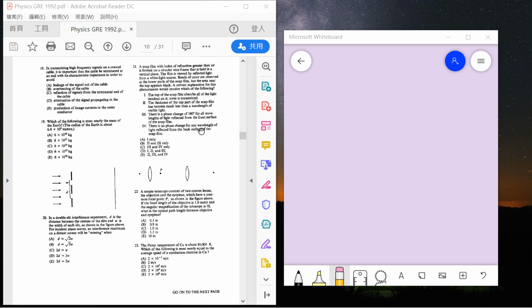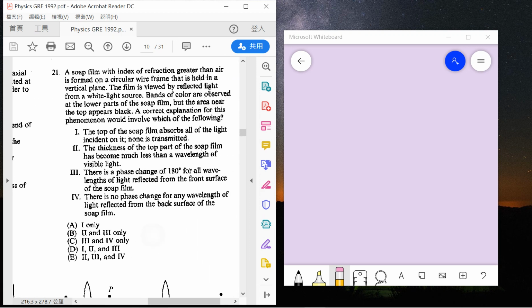Guys, let's keep solving our physics GRE. So we start from question 21 and hope we can go to 30.